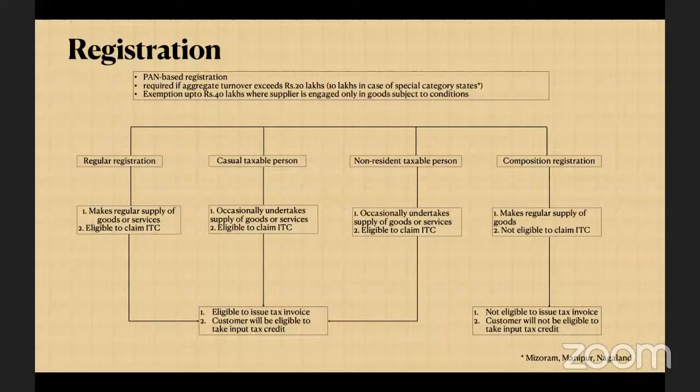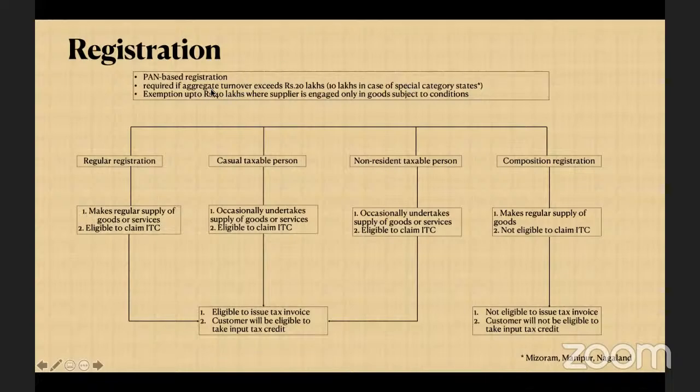Though the law provides for two registrations within a separate state, let us not get into that. So it is always a single registration in a single state, which is PAN-based. A person needs to obtain registration if his aggregate turnover exceeds the limit of 20 lakhs, 10 lakhs in case of special category states. Now, what does the term aggregate turnover mean?